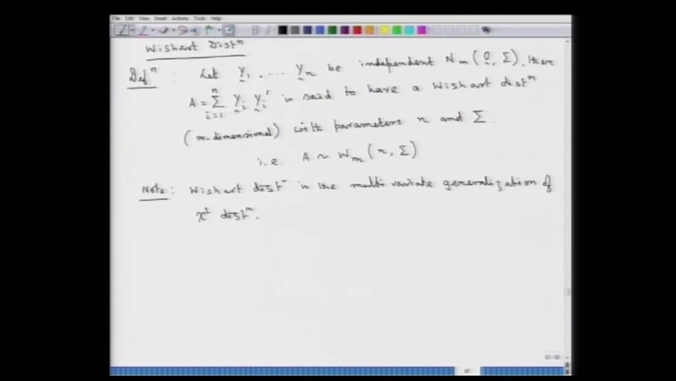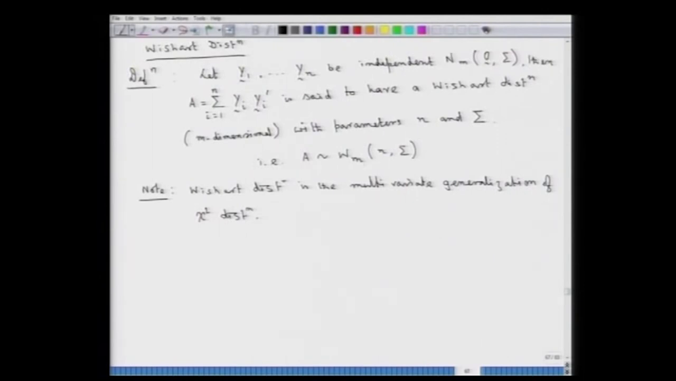Then, if we look at summation yi square, in the case of a univariate distribution, yi and yi transpose are both univariate random variables, so they have one component. So yi yi prime in such a situation will just be yi square. So if we have y1, y2, ..., yn independent univariate normal 0, sigma square, then summation yi square will have a sigma square chi square distribution, on degrees of freedom equal to the number of independent random variables whose squares we are summing. So summation i equal to 1 to n yi square will have a sigma square chi square distribution on n degrees of freedom.